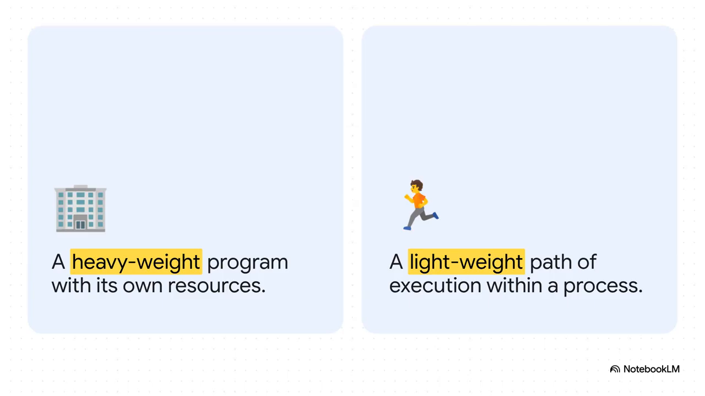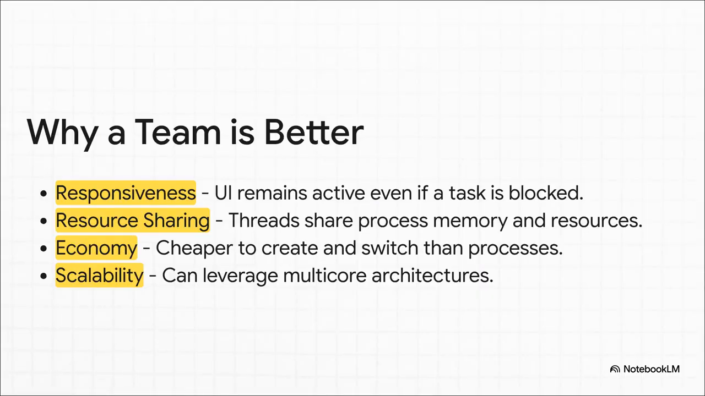Okay, to really get this, let's nail down the key difference here. A process, that's the entire project. Think of it as the office building, the budget, the whole shebang. It's a heavyweight program with its own dedicated resources. A thread, on the other hand, is like a team member within that project. It's just a lightweight path of execution that shares all the project's resources, the office, the tools, with everybody else on the team.